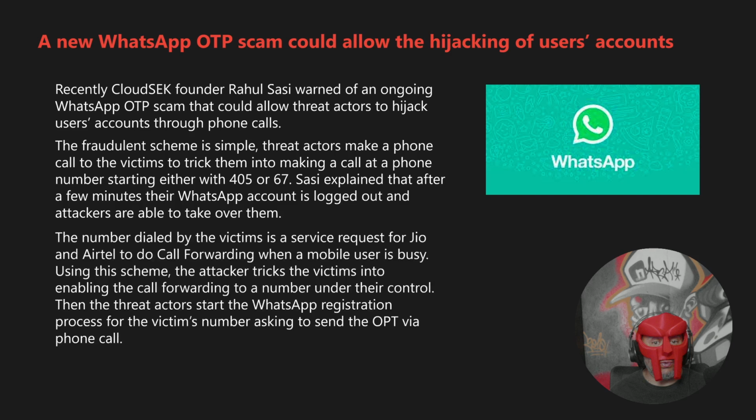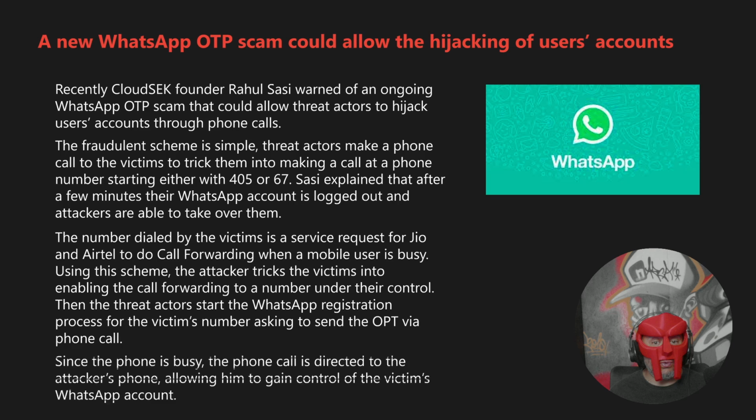the account. The number dialed by the victim is a service request for Jio and Airtel to do call forwarding when a mobile user is busy. Using this scheme, the attacker tricks the victims into enabling the call forwarding to a number under their control. Then the threat actors start the WhatsApp registration process for the victim's number, asking to send the OTP via phone call. Since the phone is busy, the phone call is directed to the attacker's phone, allowing him to gain control of the victim's WhatsApp account.